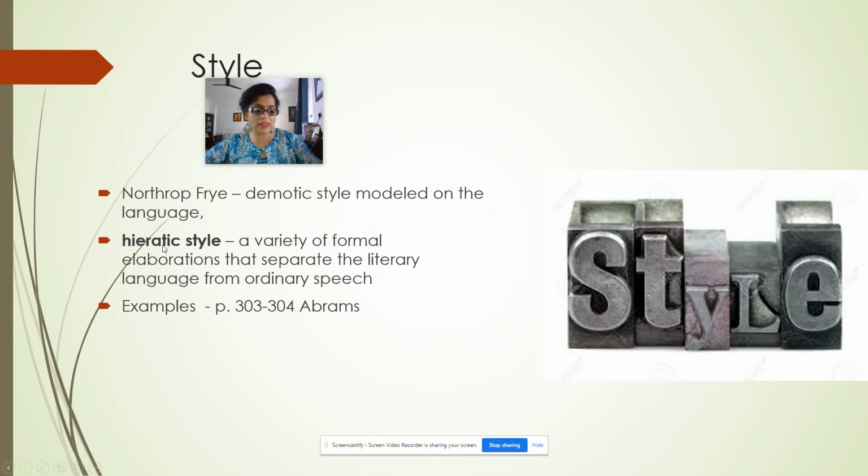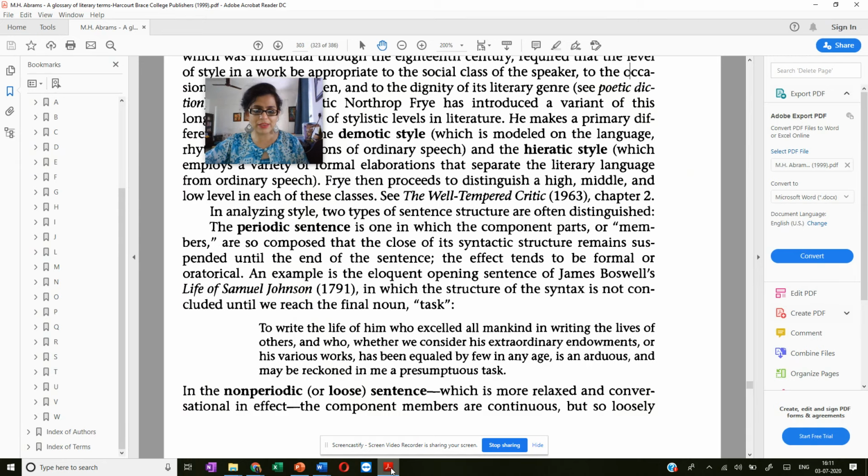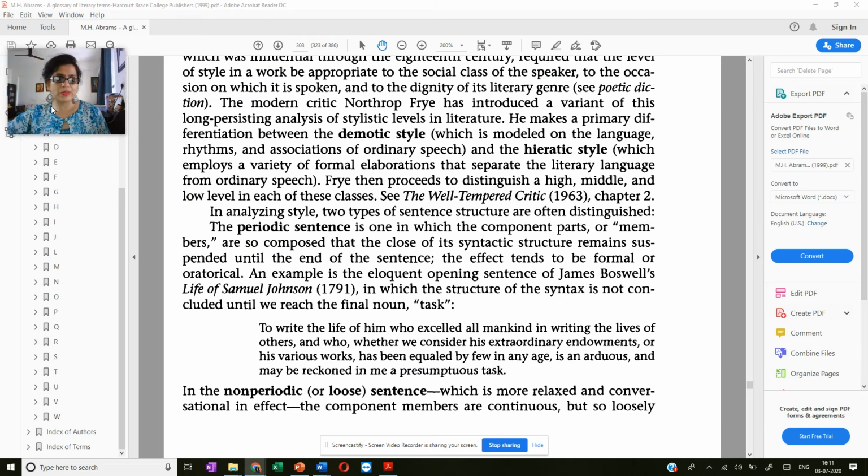Now, let us see what he meant by this. I'm going to take you through M. H. Abrams, and I will do one instance in this video. So you have the instance of the periodic sentence. He gives us an example of the periodic sentence and he says that the syntactic structure remains suspended until the end of the sentence. The effect of this kind of sentence tends to be formal or oratorical.